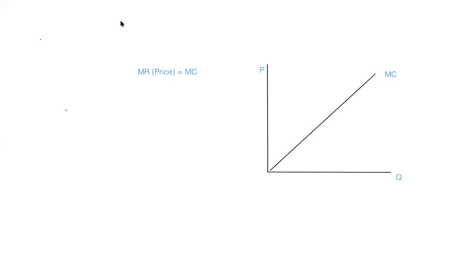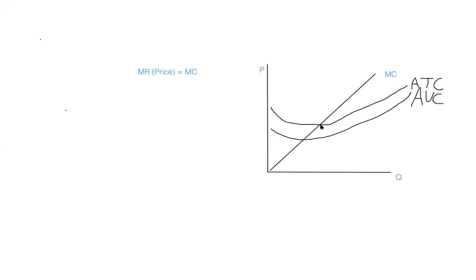So now let's draw the average total cost curve, also known as the ATC curve. So let's label that ATC. And we're also going to draw the variable cost curve. So let's label this curve the AVC. Okay, so now we have the points on our graph that we need to kind of begin our analysis.